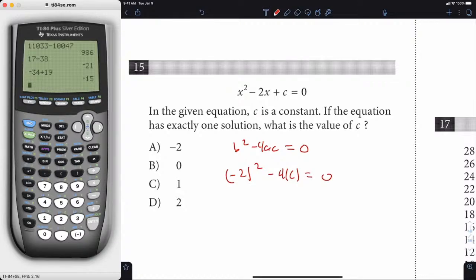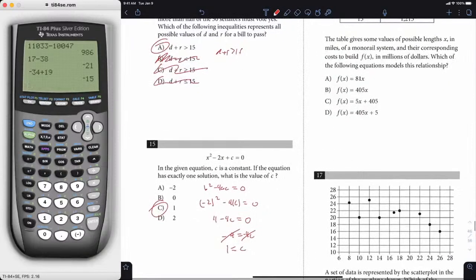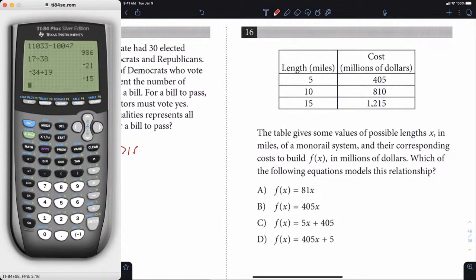And then I get 4 minus 4c equals 0. Factor out of 4. Actually, no, I'm not going to factor out of 4. Why would I do that? I get negative 4 equals negative 4c. I can divide. So 1 is C. Cool.